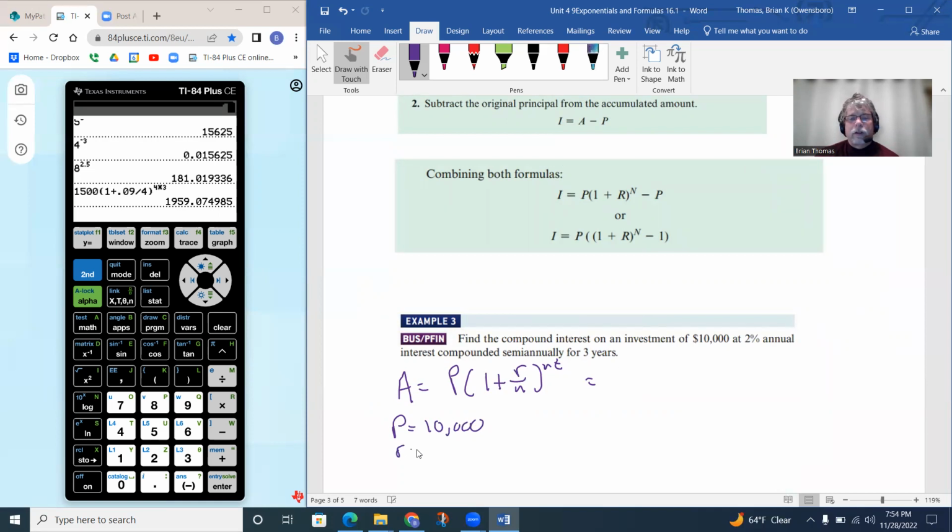The rate was 2% or 0.02. The time was 3 years, and the number of times compounded was 2. So we have this 10,000 times 1 plus R over N. R over N would be the 0.02 divided by, semi-annually is 2 as well, to the NT, that would be 3 times 2 or 2 times 3.